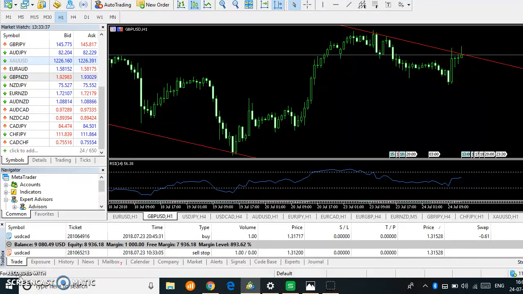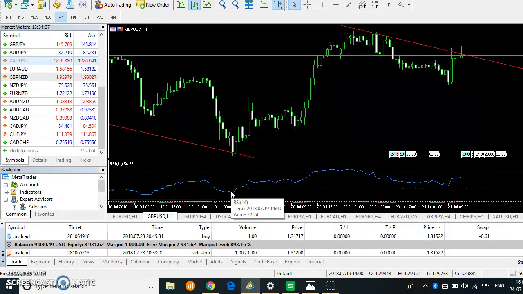RSI is considered overbought when above 70, which you can see here. This region is the overbought region, which is above 70, and this region is the oversold region, which is below 30. This can be changed depending upon your strategies, and it can remain in the oversold region or the overbought region for a very long time, depending upon the trend. If the trend is a very long upward trend, the RSI may remain over here, and if it's a downward trend, it may remain over here.